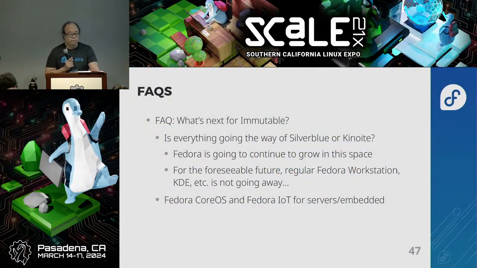So one of the main questions that's asked of us is, what's next for Immutable? Is everything going the way of Silverblue or Kinoite? Well, Fedora is going to continue to grow in this space, as far as we can see, for the foreseeable future. Regular Fedora Workstation, KDE, etc., is not going away. And there's Fedora CoreOS and Fedora IoT, Internet of Things, for servers and embedded.